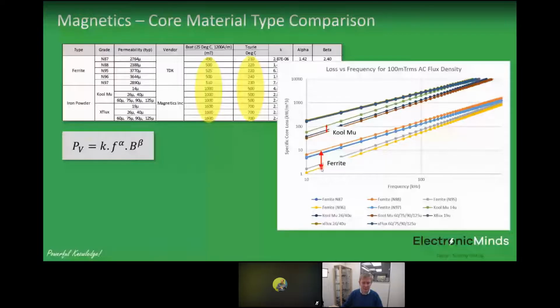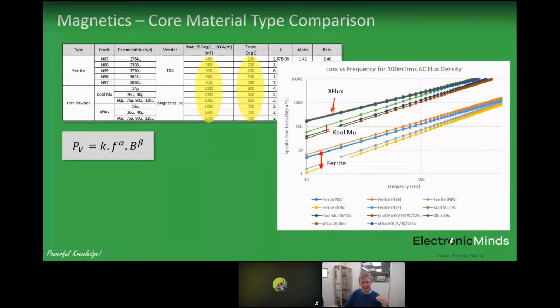As I then move into the iron powder materials, Kool Mu is the next highest, but for the same operating point it's probably at least an order of magnitude higher specific core loss than ferrite. So you just couldn't run the same peak flux densities as you could with ferrite and still have sensible losses. And as you go up to the XFlux material, this is the one that you can run at 1.6 Tesla. If I take a look at that, you can see that the price we're paying for operating potentially up to 1.6 Tesla is incredibly high core loss.